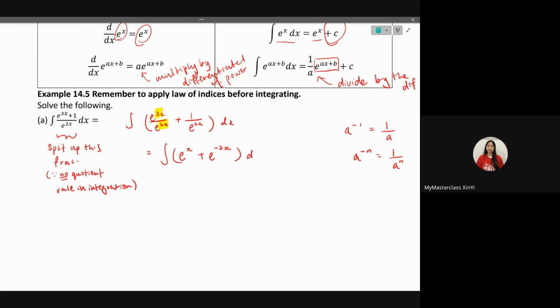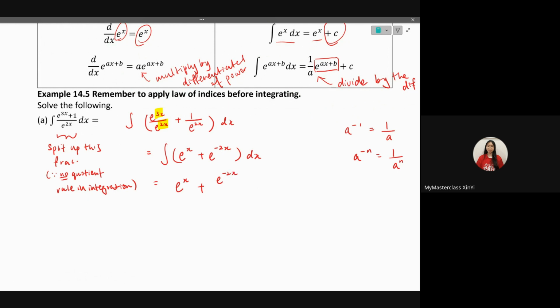Okay, so now that I've expressed in indices form here already, in each of their individual terms, I can integrate term by term now. So when I integrate e to the power of x, I will get back e to the power of x. Then when I integrate e to the power of negative 2x, first of all, I will get back e to the power of negative 2x.